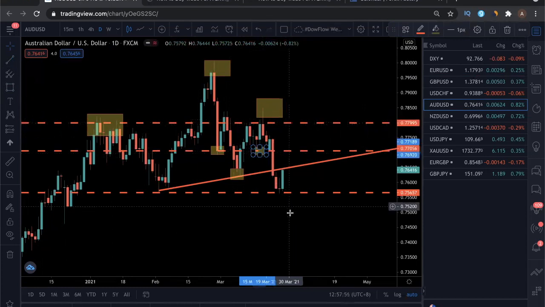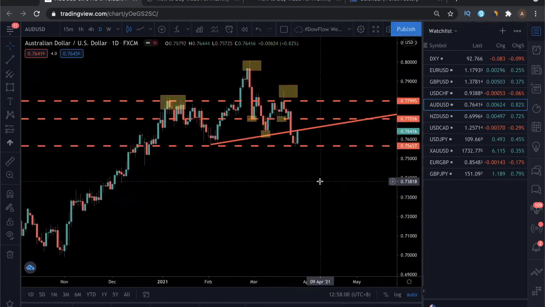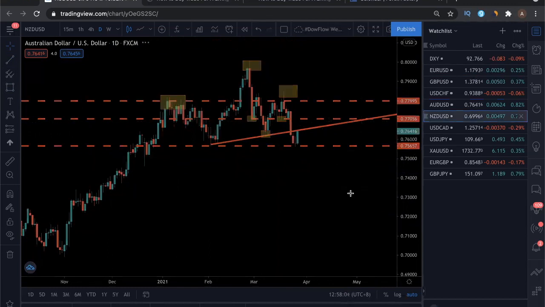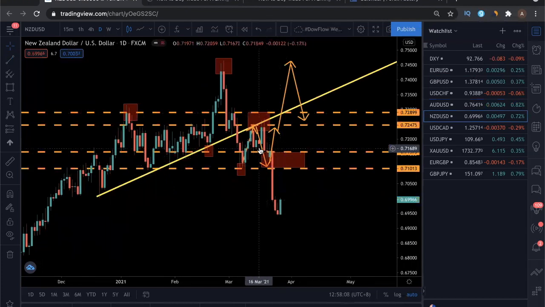So these are the three levels. Okay, I will not focus on trading this, but these are the three key levels that you should know if you want to trade on your own. Now, Kiwi dollar, sorry, it should be Kiwi dollar, not dollar Kiwi. Okay, let me just delete all this so that it's clearer.